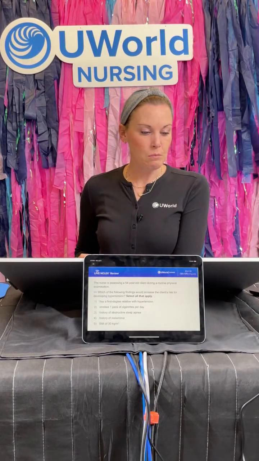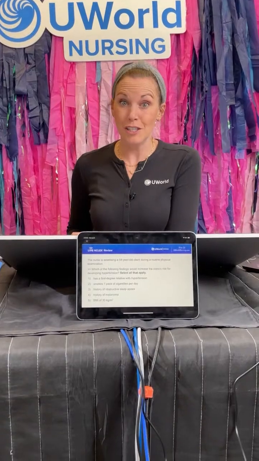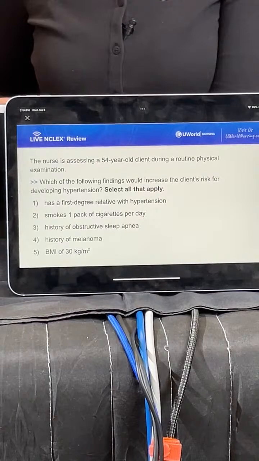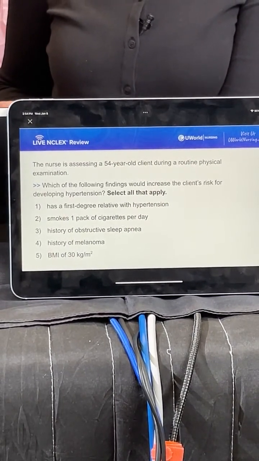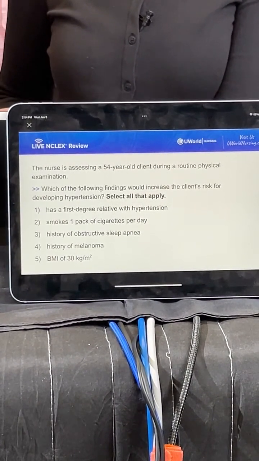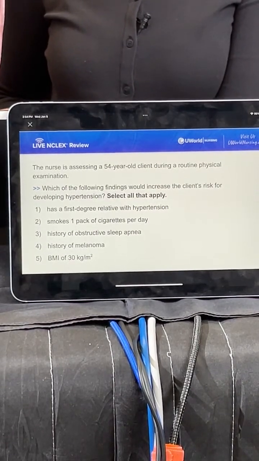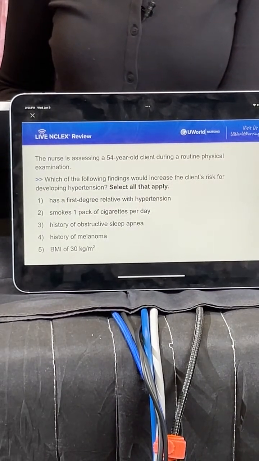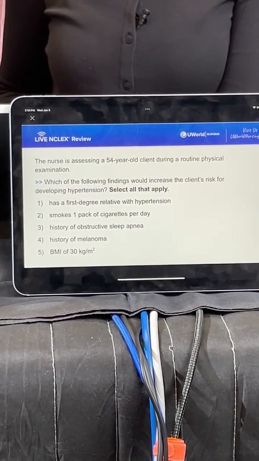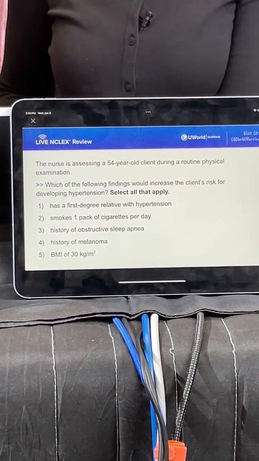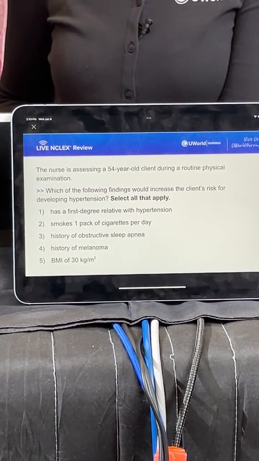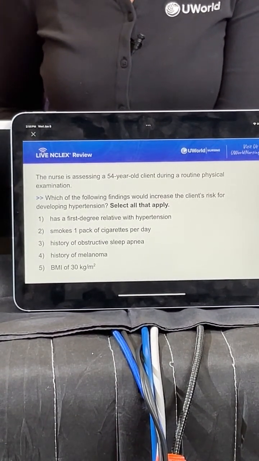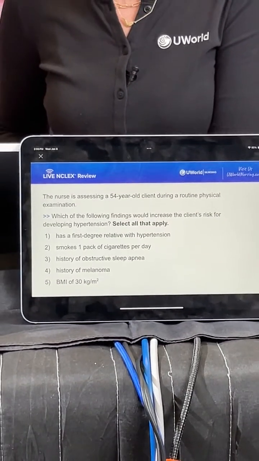All right, moving along, this is question 8, our last question. The nurse is assessing a 54-year-old client during a routine physical examination. Which of the following findings would increase the client's risk for developing hypertension? Select all that apply. Option 1, has a first-degree relative with hypertension. Option 2, smokes 1 pack of cigarettes per day. Option 3, history of obstructive sleep apnea. Option 4, history of melanoma. Option 5, BMI of 30 kilograms per meter squared. Again, this is select all that apply, so we're going to have more than one right answer. Go ahead and drop those answers in the chat.